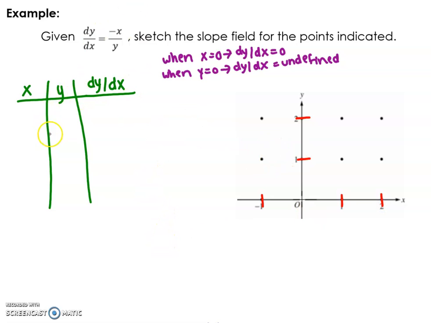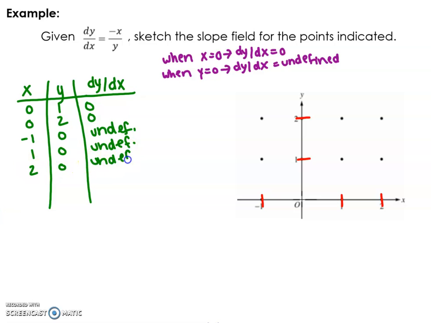So I can fill in that information here. Like I had 0, 1, and that's going to be 0. At 0, 2, that's also 0. At negative 1, 0, it was undefined. And at 1, 0, it's undefined. And at 2, 0, it's undefined. Okay, so with a lot of these, we'll be able to see patterns arising as well. So all we're going to do is just pick our remaining points. I'm just going to start over here.